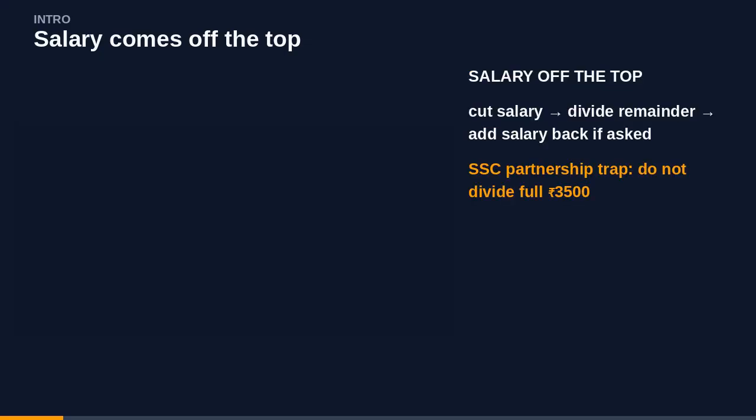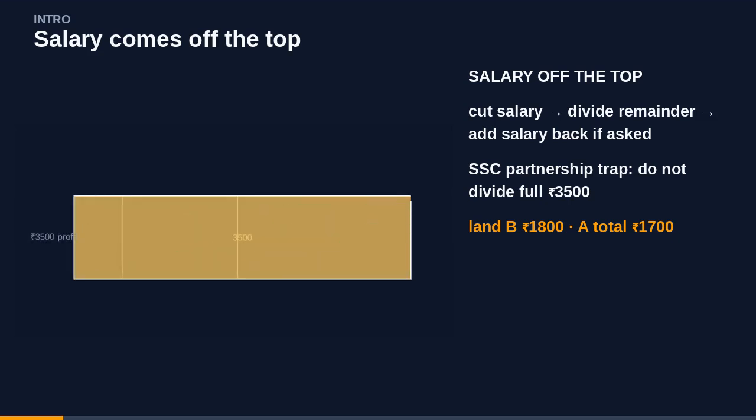A working partner's salary comes off the top, not out of someone's part later. In partnership questions, cut that fixed salary from total profit before the weights run, divide only the remainder by the investment time weights, then add the salary back when the working partner's total receipt is asked. Miss the order and you overpay the sleeping partner. The classic SSC trap we will shut down with B at rupee 1,800 and A at 1,700 total.